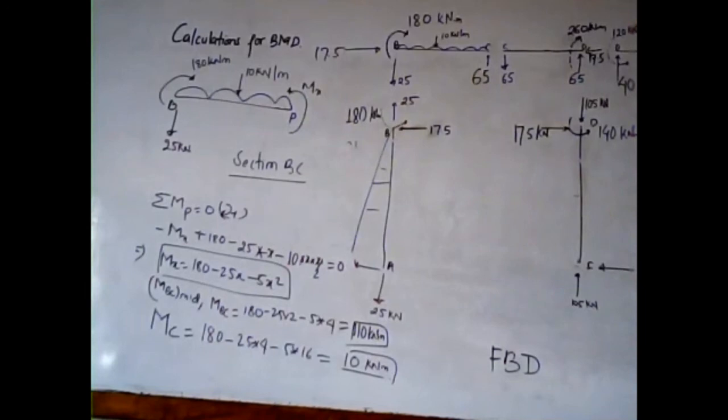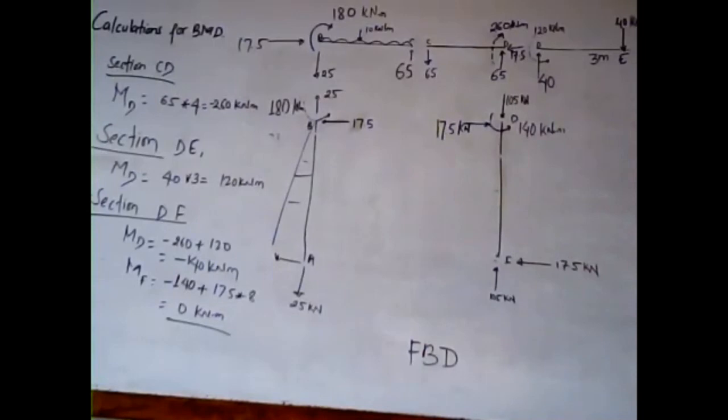Likewise, in section C, as there is an internal hinge, the bending moment at C is 0. Now, in section CD, we have the moment at D as 65 into 4 equals 260. So 65 downward into 4 is giving an anti-clockwise moment, so minus 260 kilonewton meter will be the actual moment at D from section CD.